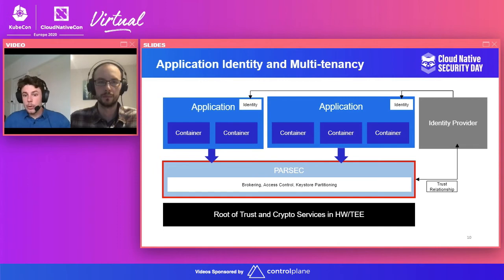That trust relationship can be, for example, done with certificate sharing between PARSEC and the identity provider, and it will depend on how the identity provider is implemented. So that's the way PARSEC allows multi-tenancy, and that's the way PARSEC allows multiple applications to use it securely.